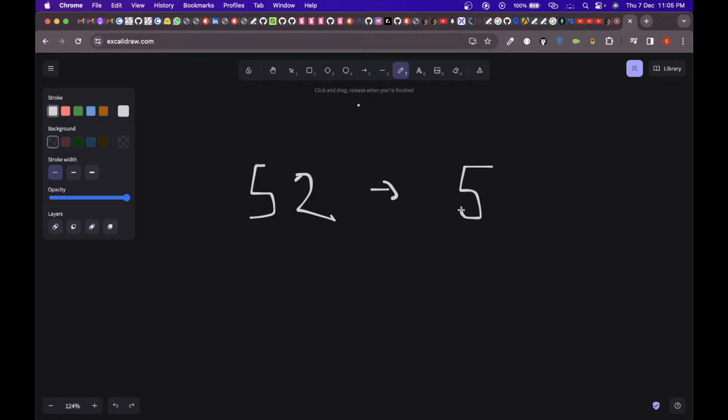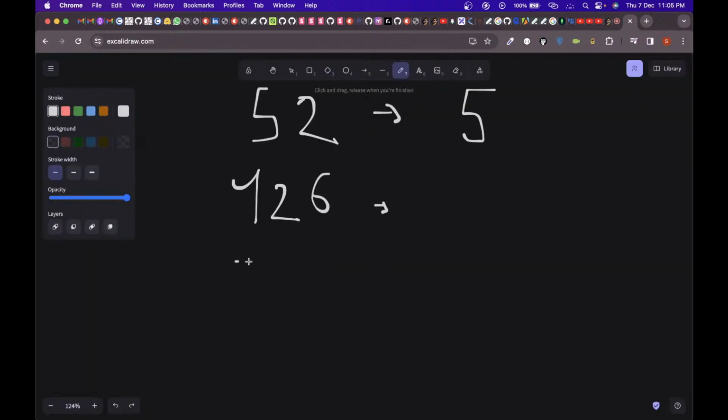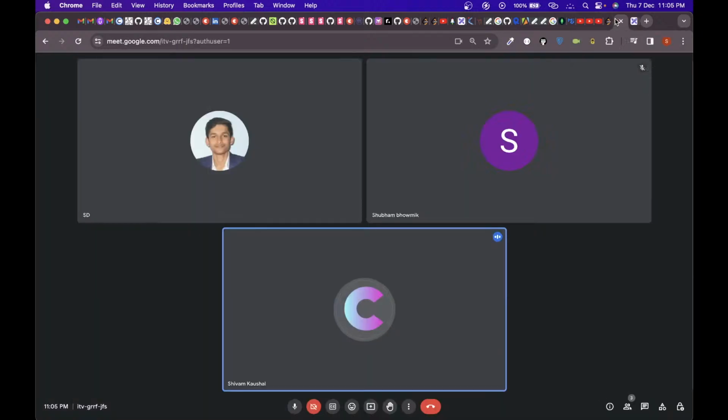And if we take a number like 426, as we can see, there is not a single odd number in this number. And if we see another example, 35427, there are multiple odd numbers in the string. Like, I think my screen is not shared.